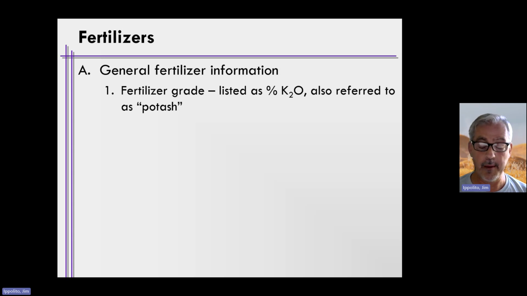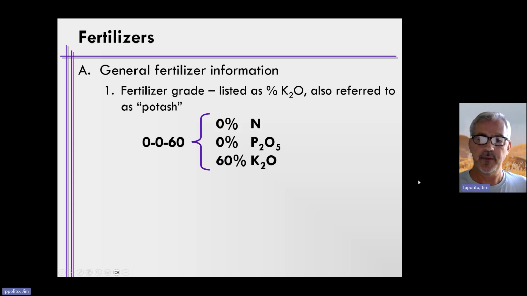However, there's a caveat. The amount of potassium listed on an inorganic fertilizer bag is always expressed as percent K2O. Sometimes that's referred to as potash. And so you might see something like this on a fertilizer bag, for example, 0-0-60. That tells you that there's 0% nitrogen, 0% P2O5, and 60% K2O.